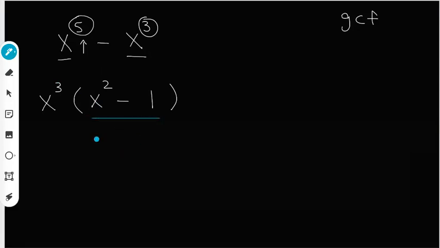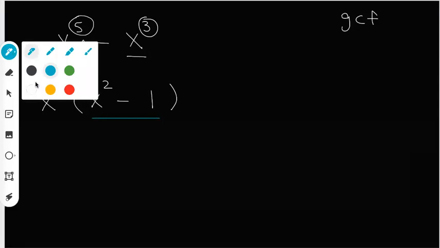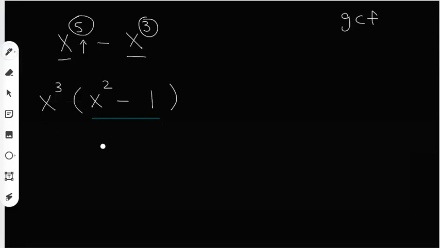We can break this down a little bit further. The first thing I need to know is, what are the square roots of my terms on the inside? What would the square root of x squared be? That would be x. What would the square root of 1 be? That would be 1. So I bring down my square roots, and then I put this in parentheses, and I bring down the x cubed that we took out.